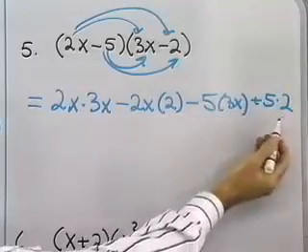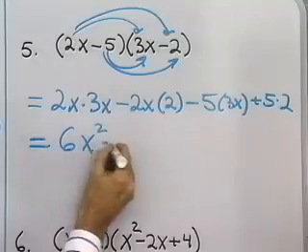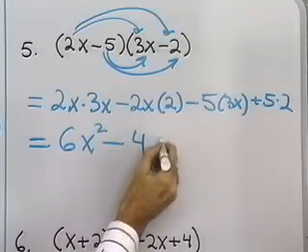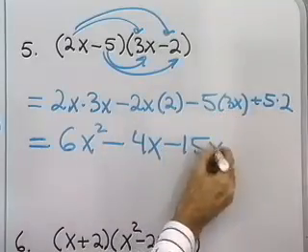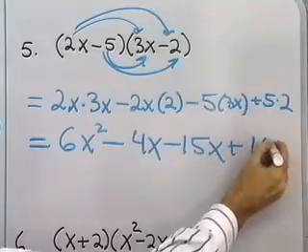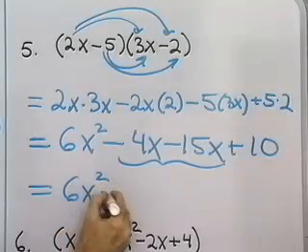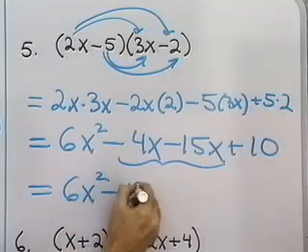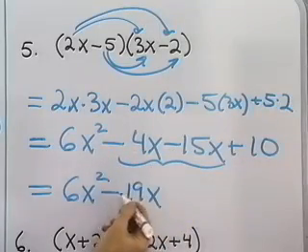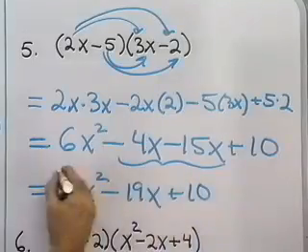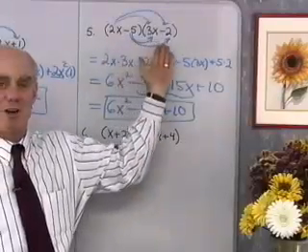First, outside, inside, last. 2x times 3x, 6x to the second. Minus 2x times 2, 4x. Minus 5 times 3x, that'll be minus 15x, and 5 times 2 is 10. Again, I have two similar terms right here. So I have 6x squared minus 4x and 15x is 19x. And I'm adding two numbers with the same signs, two negative numbers, so the answer is negative, plus 10. So this trinomial is the product of these two binomials right here.